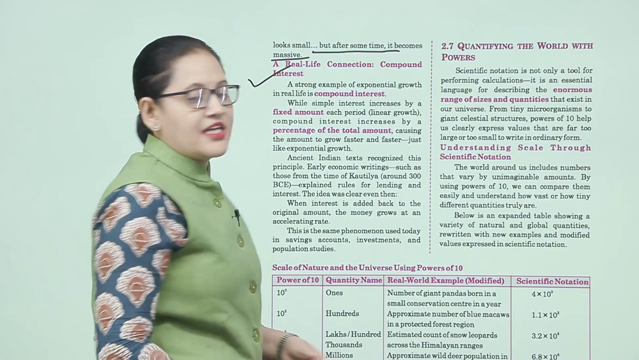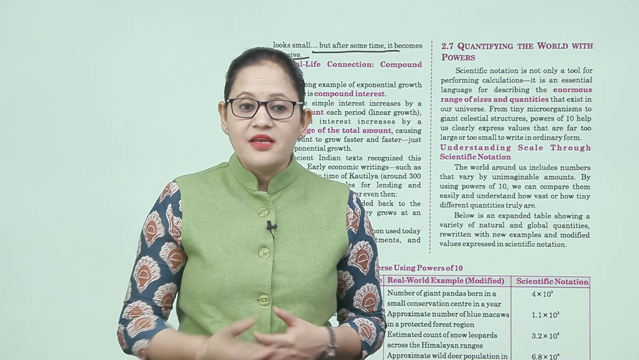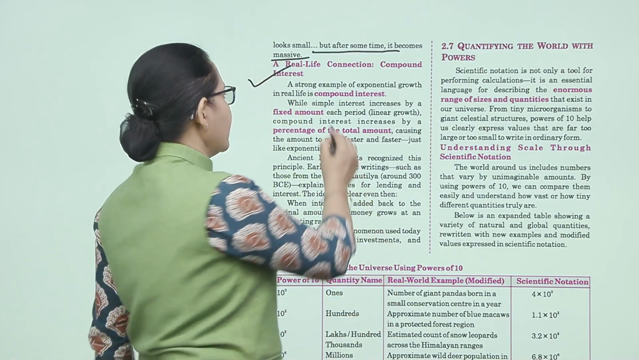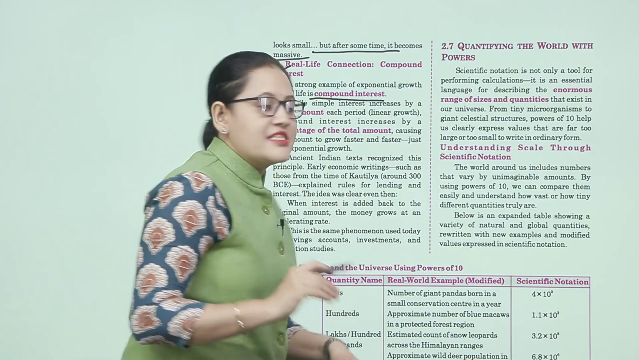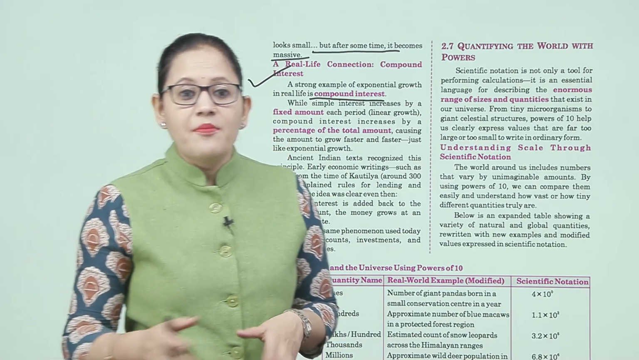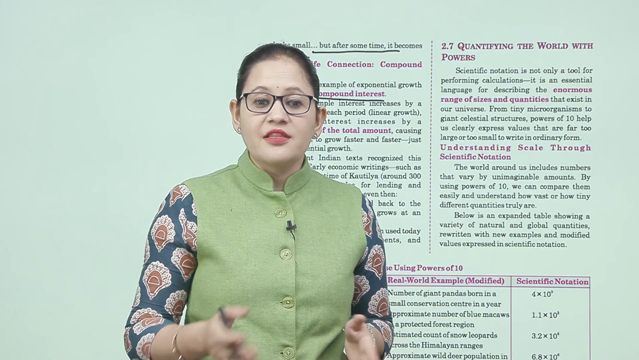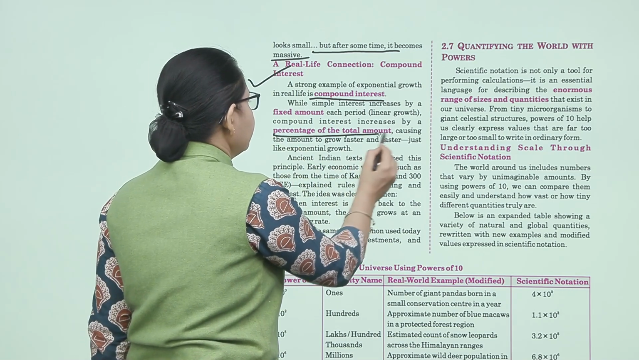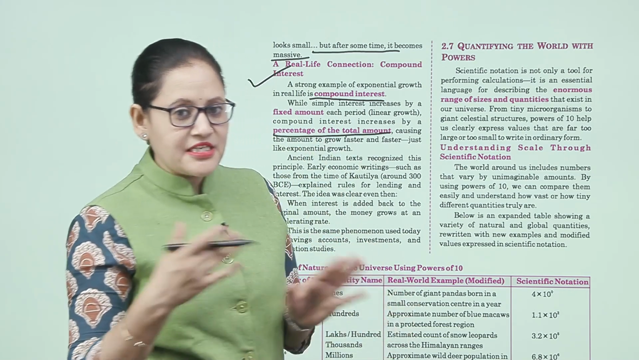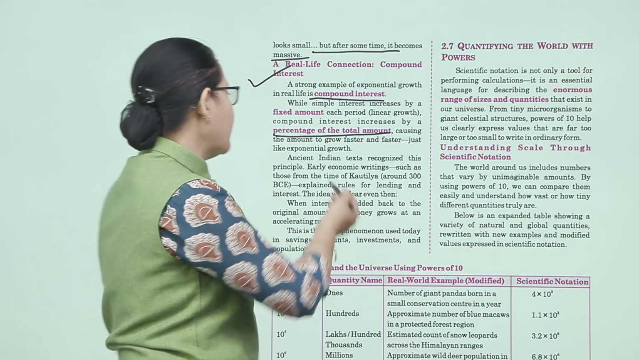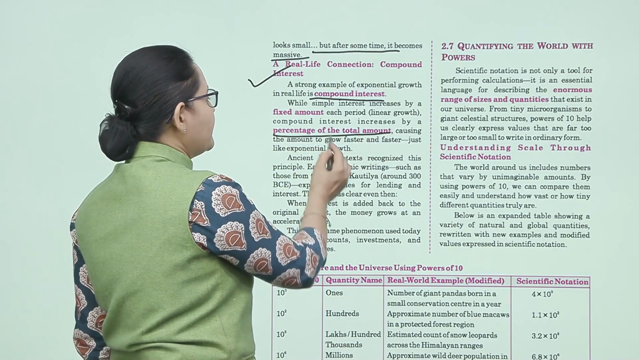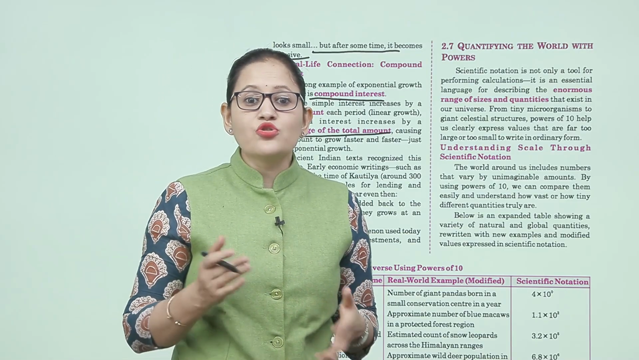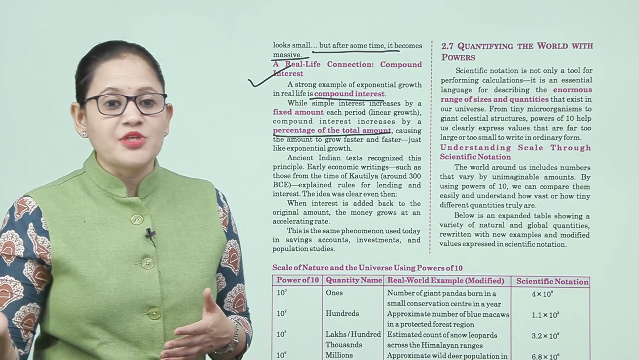The real life connection: compound interest. A strong example of exponential growth in real life is compound interest. While simple interest increases by a fixed amount each period, compound interest increases by a percentage of the total amount. We know the difference between simple interest and compound interest. In compound interest it increases by a percentage of the total amount, causing the amount to grow faster and faster, just like exponential growth.